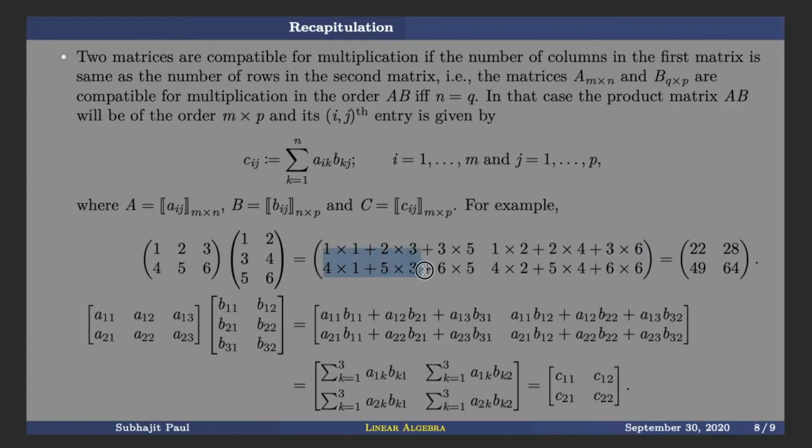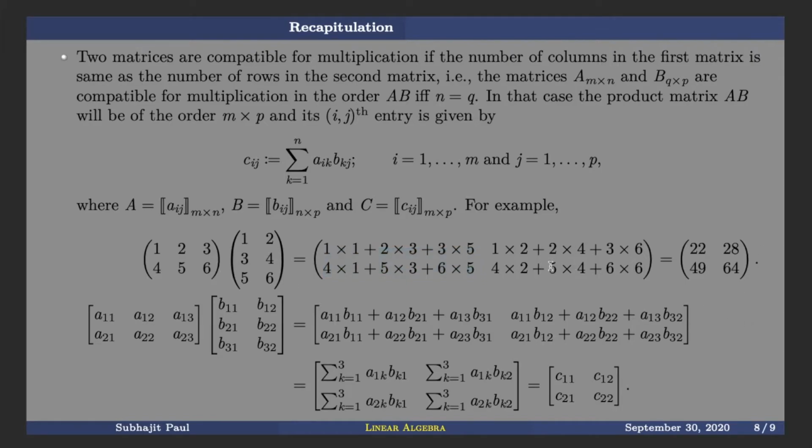Next, we have this entry over here. This is the 2,1 entry, which means 2 indicates the second row and 1 indicates the first column. So 4 into 1, 5 into 3, 6 into 5. Then this is the 2,2 entry, that means second row and second column: 4 into 2, 5 into 4, 6 into 6. Then you get this one.